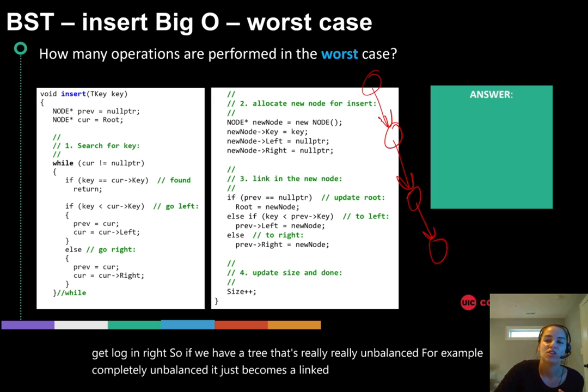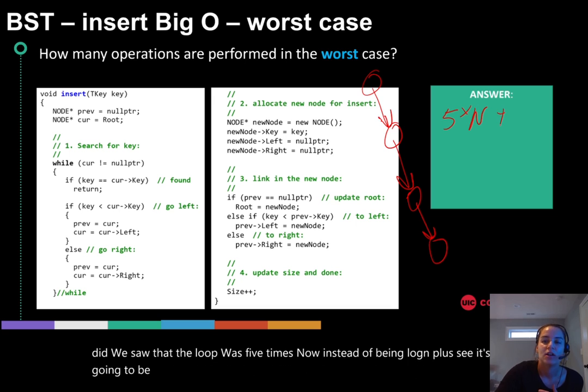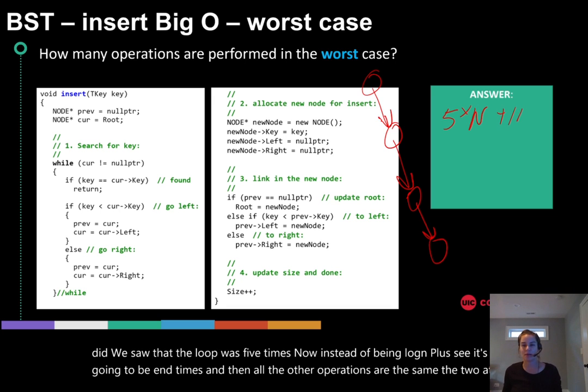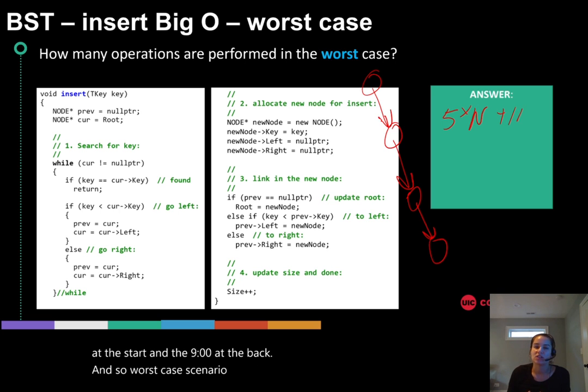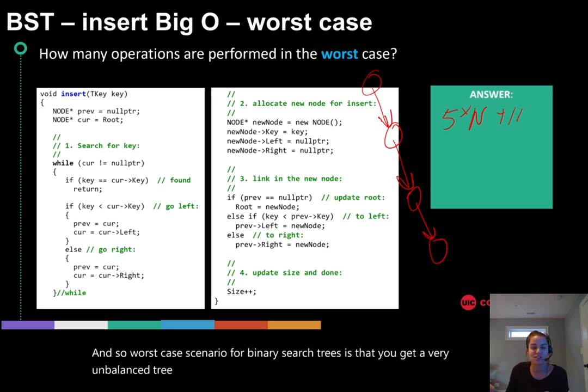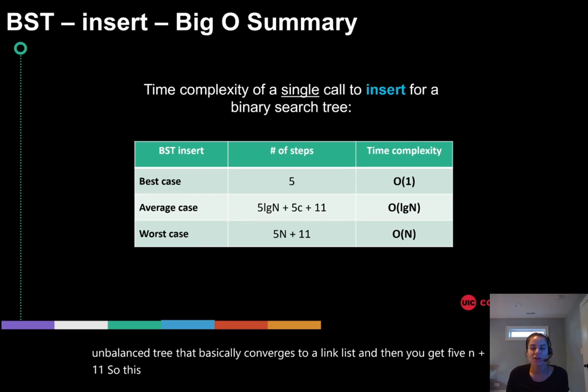So then everything we just did, we saw that the loop was 5 times. Now instead of being log n plus c, it's going to be n times, and then all the other operations are the same, the 2 at the start and the 9 at the back. And so worst case scenario for binary search trees is that you get a very unbalanced tree that basically converges to a linked list, and then you get 5n plus 11. So this is a summary of what we just did for best, worst, and average case.